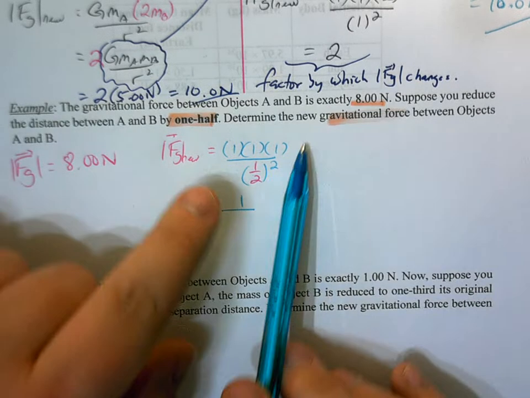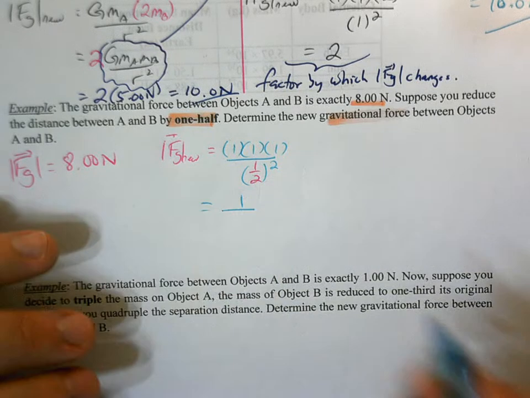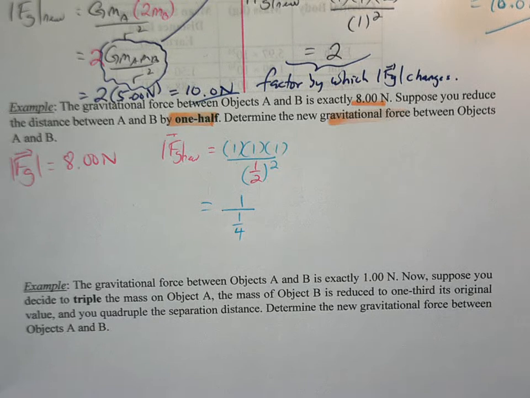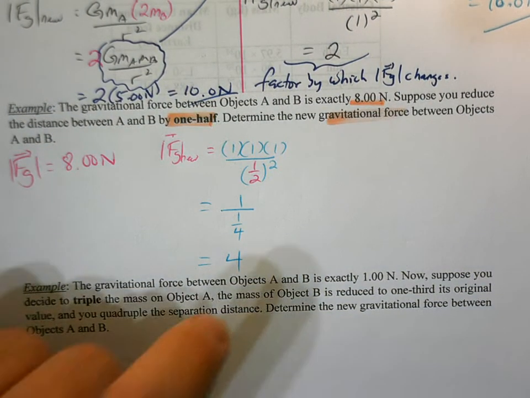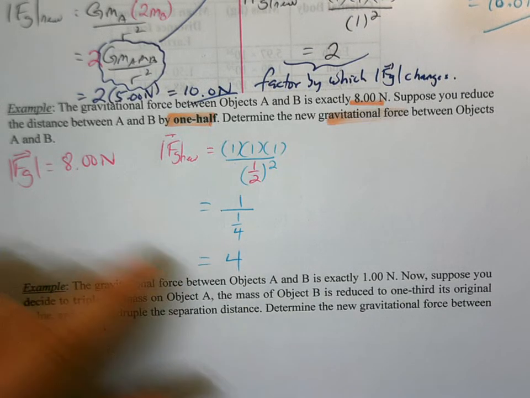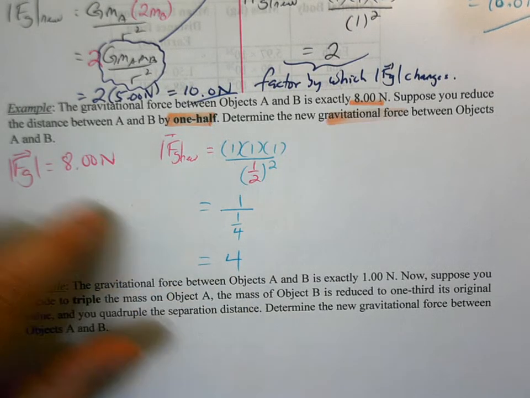Now in the bottom, the common culprit, the square, don't forget it. So we have 1/2 squared, which is just going to be 1/4. Well, 1 divided by 1/4 is just going to be 4. So this 4, that is my multiplicative factor. That's how much my original Fg changes. So it's changing by a factor of 4.